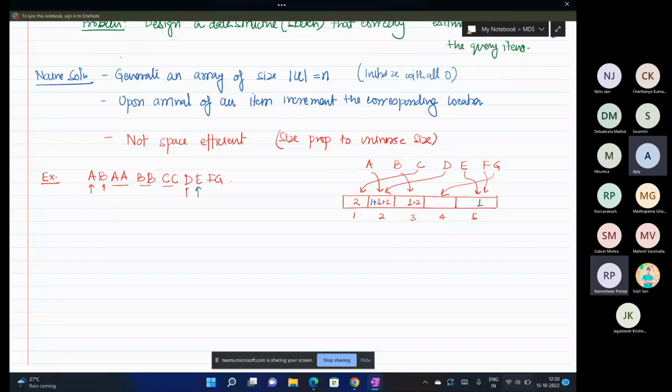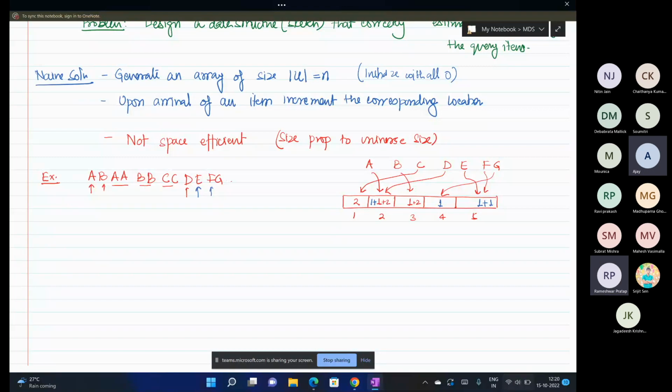For F, again F is also mapped over here, so for F we need to increment this counter. And G, we can comfortably put 1 over here. Okay. So again, the idea is similar to a Bloom filter, but the only difference is we increment the counter every time we see the corresponding element.